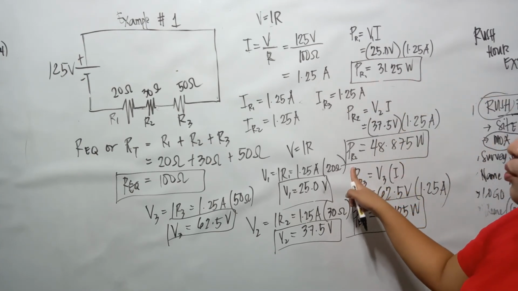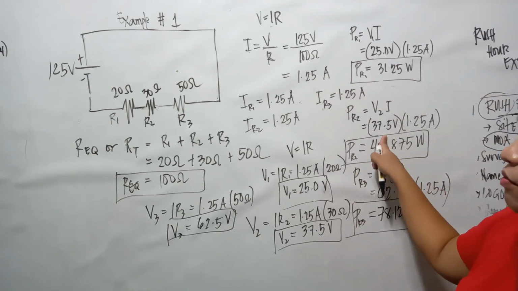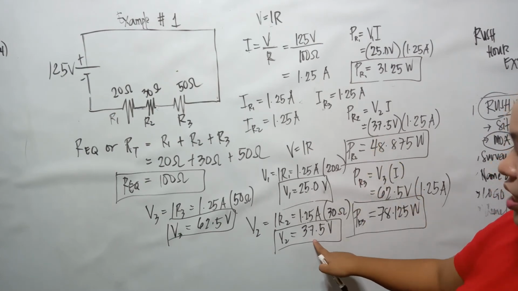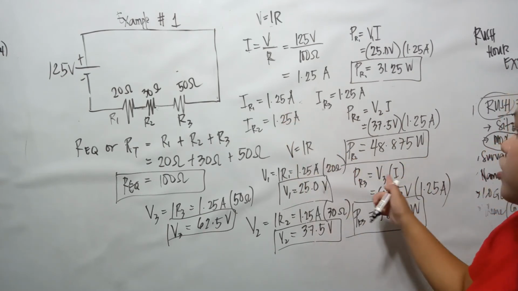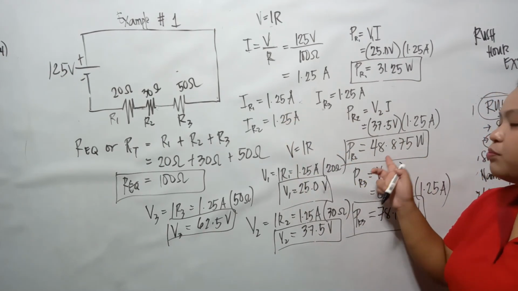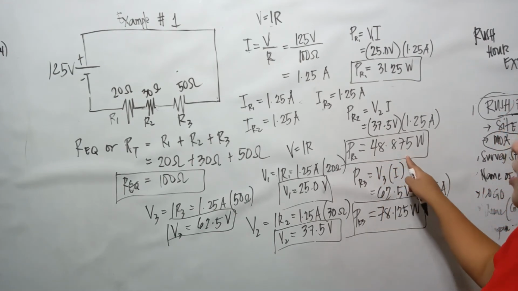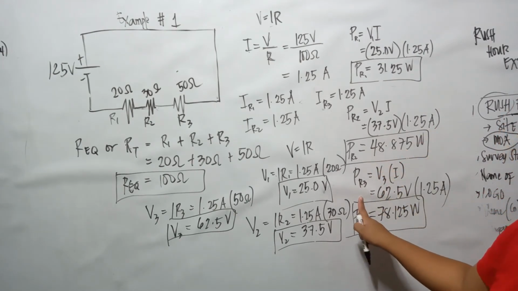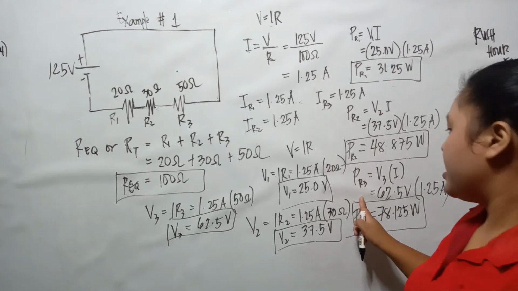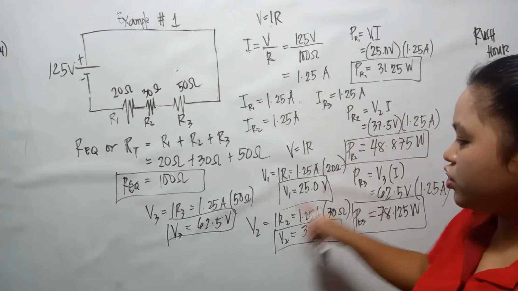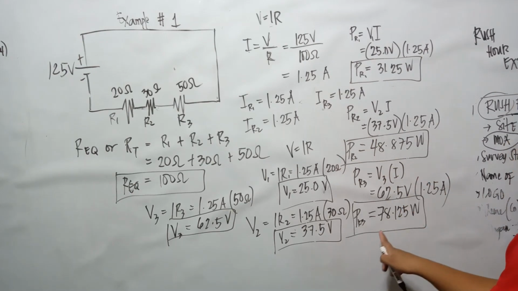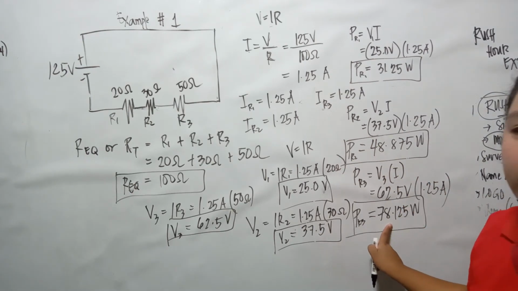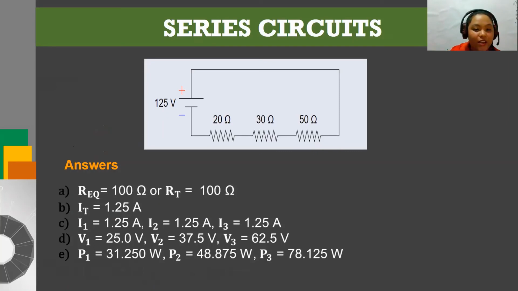And in resistor 2, we have the voltage drop of 37.5 volts multiplied by the current of 1.25 amperes. So we get the power of 48.875 watts. And the power dissipated in resistor 3 is equal to the voltage drop of 62.5 volts multiplied by the current, which is 1.25 amperes. So we get 78.125 watts. So we have these answers.